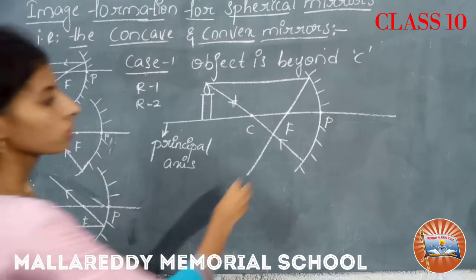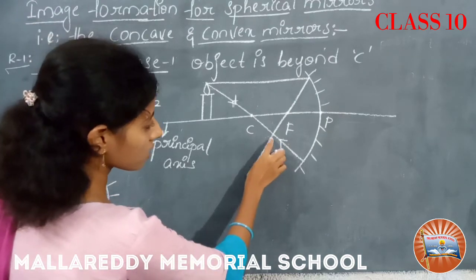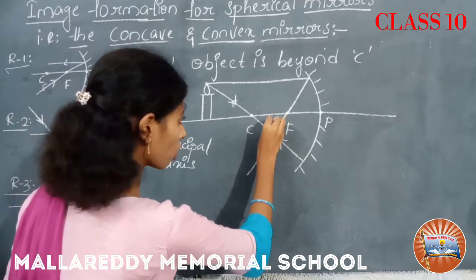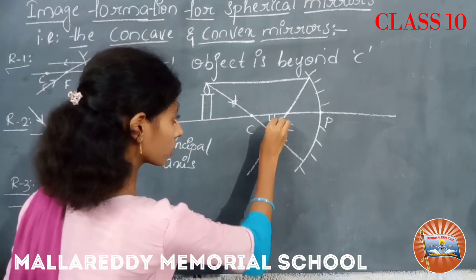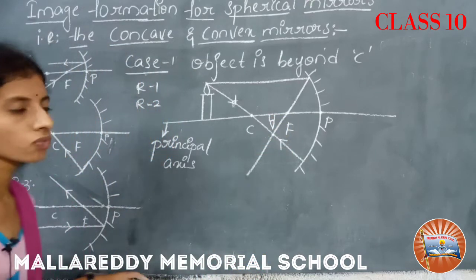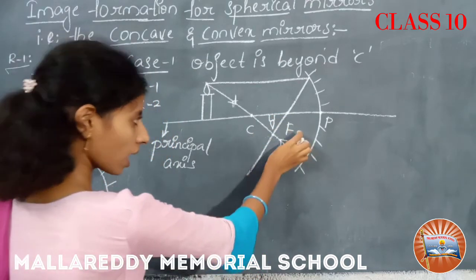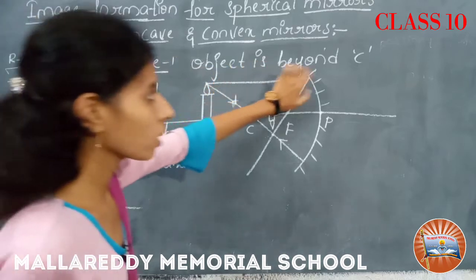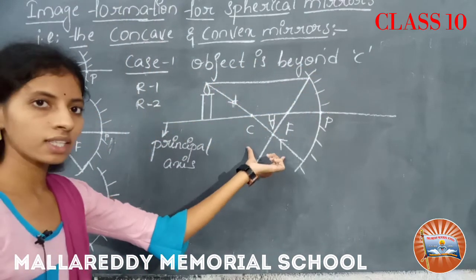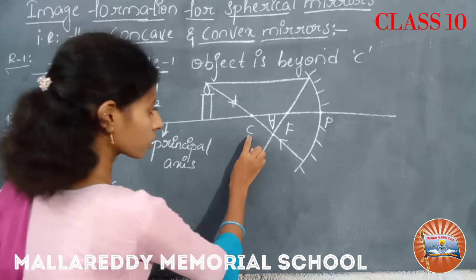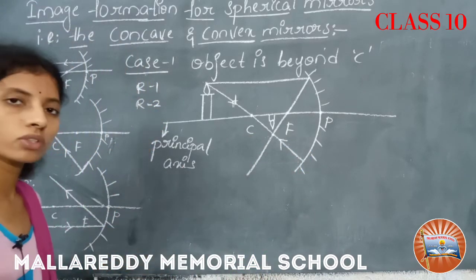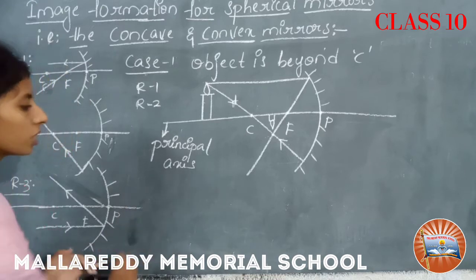Now these two rays meet at this point, right? So now the image is formed at this point. Here the image is formed between the center of curvature and the principal focus. So when we keep the object beyond C, we get the image between the center of curvature and the principal focus. Now we have to write the properties of this image.